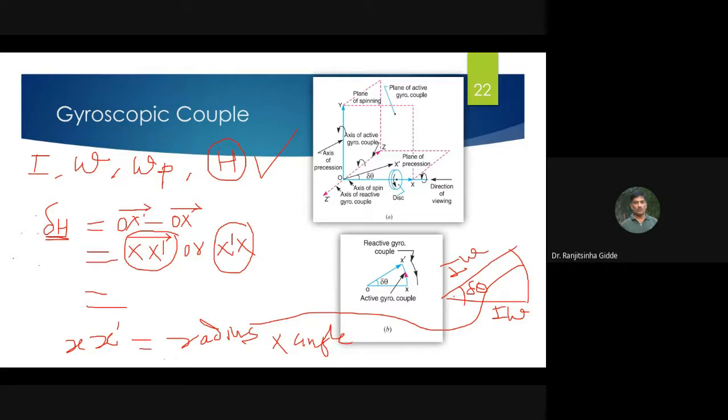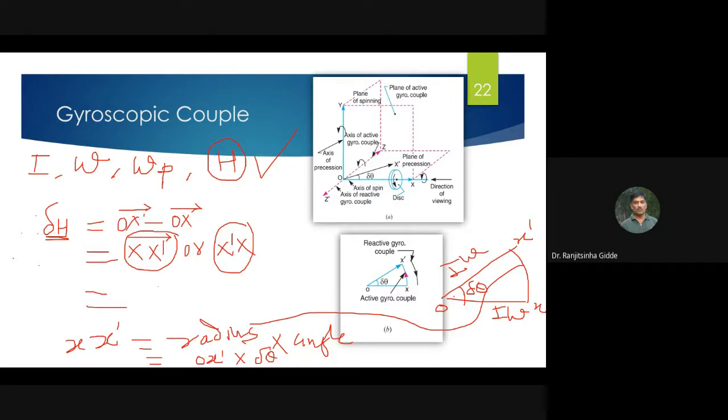Radius into angle. So what is radius? It is OX prime into delta theta.